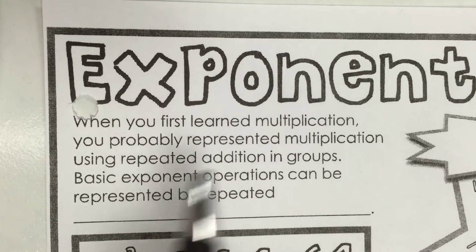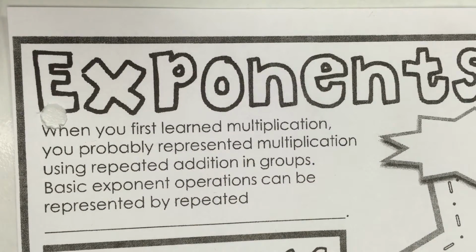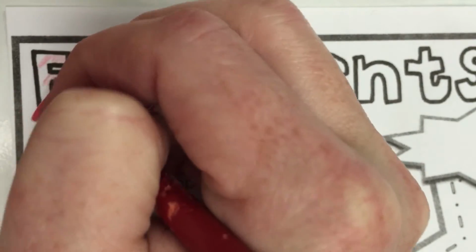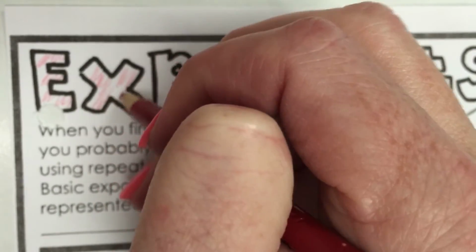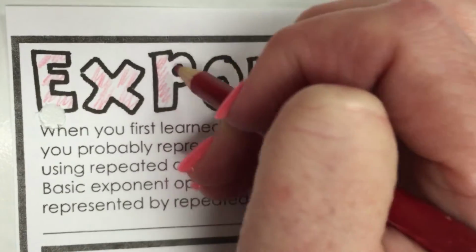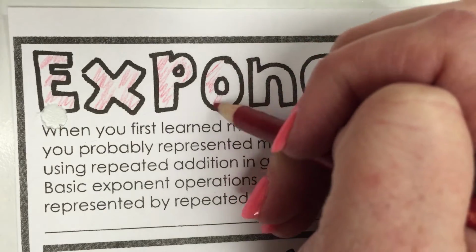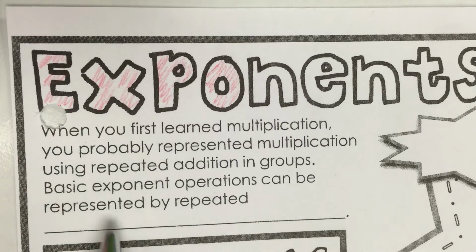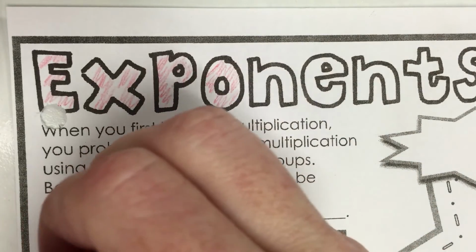Okay guys, today we're going to make sure that we have an understanding of exponents. So when you first learn multiplication, you notice that it is a repetition of addition. Any number that just continually repeats itself is done so as an example of multiplication. So exponents are a way of seeing repeated multiplication. Here it says basic exponent operations can be represented by repeated multiplication.